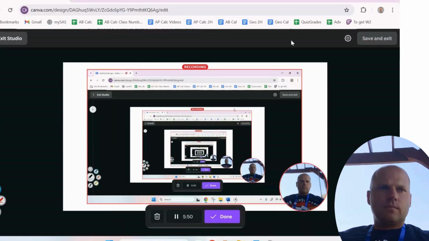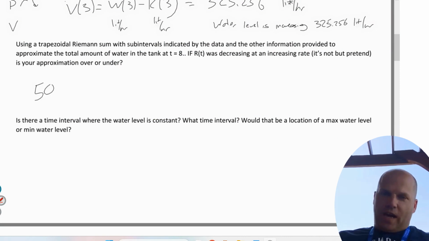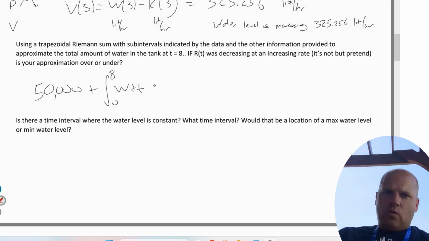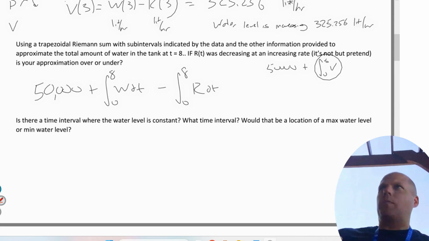Let me pause. Okay, we got 50,000 liters in the tank. We will accumulate the rate in. We will subtract the accumulation of our rate out. In the past, we did this and we accumulated our velocity. Problem is, since R is in table form, we can't just plug it in and accumulate it. We're going to have to do this separately.